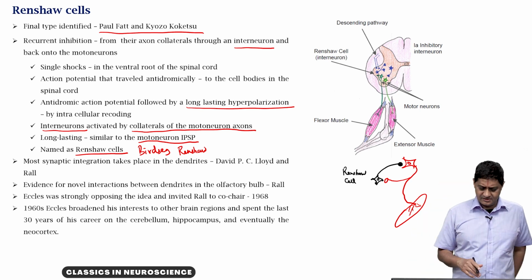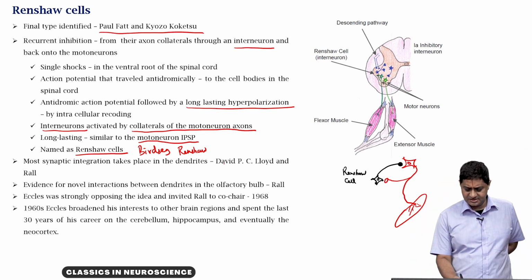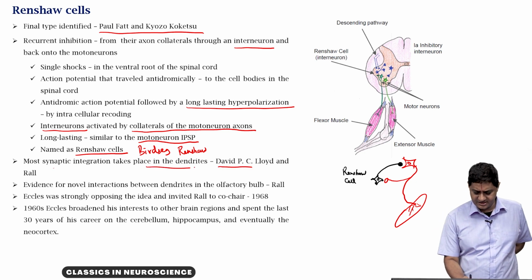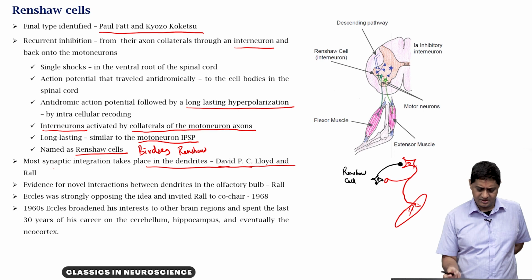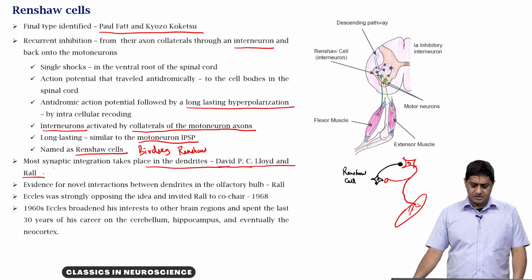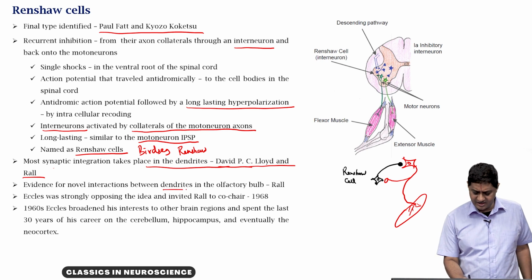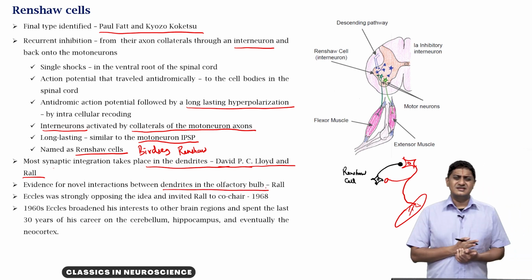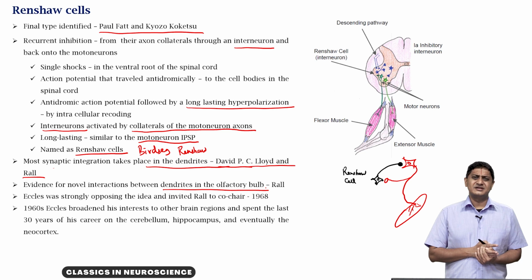Of course, we have seen in the previous lectures that most synaptic integration happens in the dendrites. This was shown by David Lloyd and Wilfrid Rall. Also, Wilfrid Rall showed there are some sort of novel interactions that happen between dendrites in the olfactory bulb. This idea was strongly opposed by Eccles.